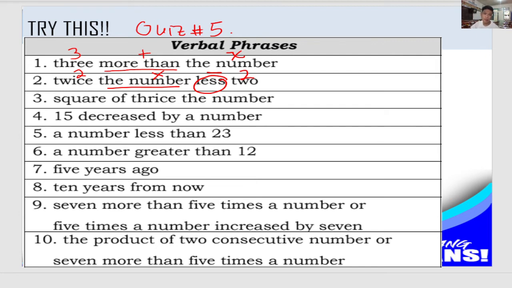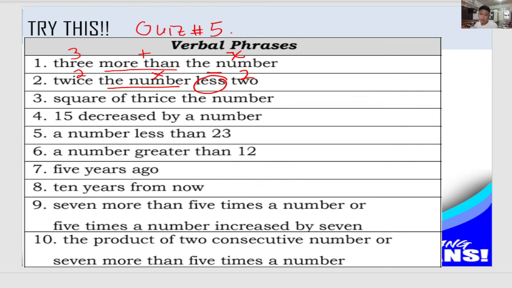Number 2, twice the number x, 2x minus 2. Number 3, 3x, quantity 3x squared. Number 4, 15 minus x. Number 5, 23 minus x. Number 6, 12 plus x. Number 7, x minus 5. Number 8, x plus 10. Number 9, 5x plus 7. Number 10, bonus. And the answer is x times the quantity x plus 1.